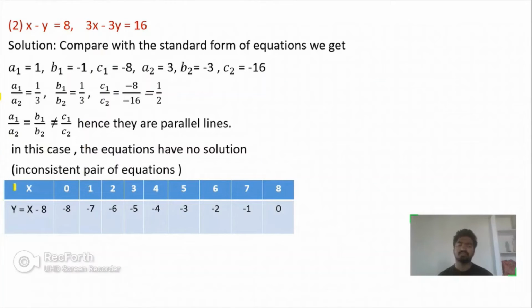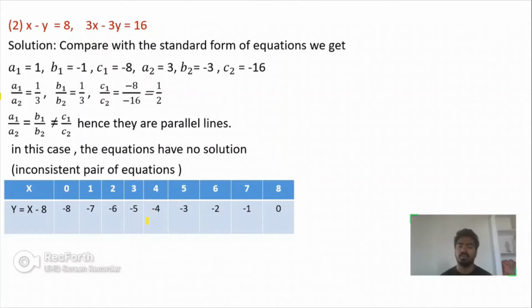Now if I take x is equal to 0 and I substitute the value of x equal to 0 in the expression y is equal to x minus 8, then I am obtaining y is equal to 0 minus 8, which is equal to minus 8. Similarly, if I take x is equal to 1, then the corresponding value of y is equal to minus 7. If I take x is equal to 2, then y is equal to minus 6. If I take x is equal to 3, then y is equal to minus 5.